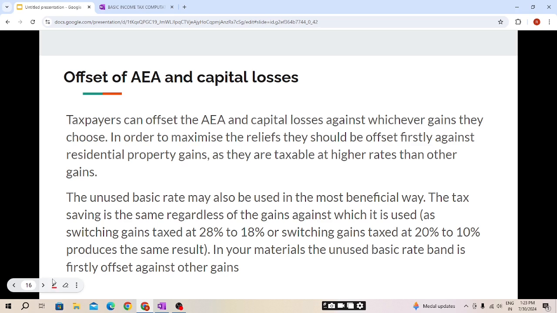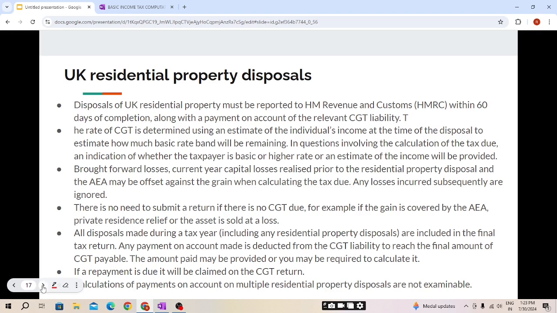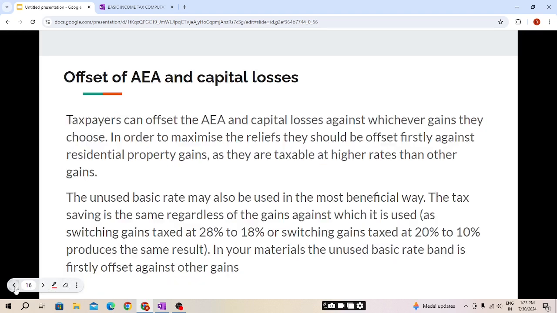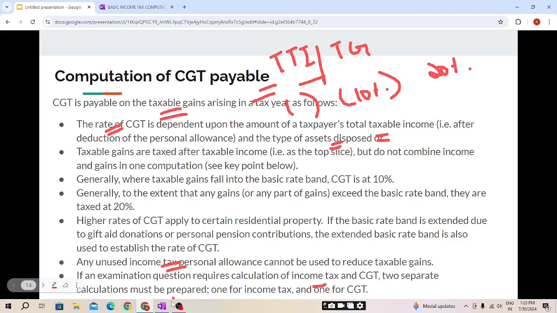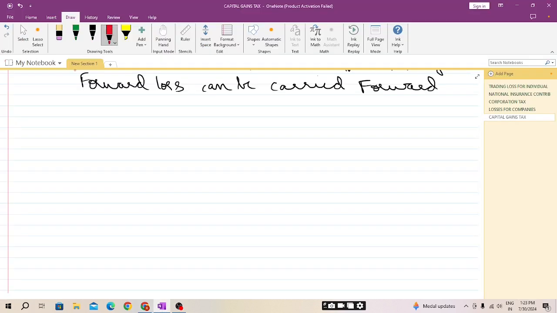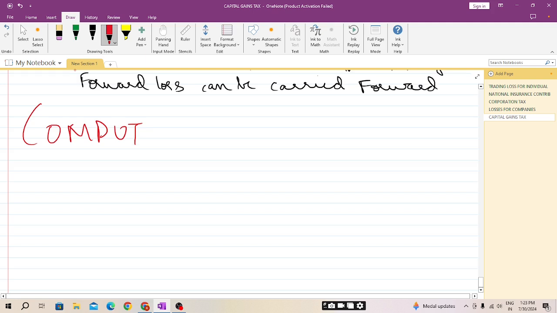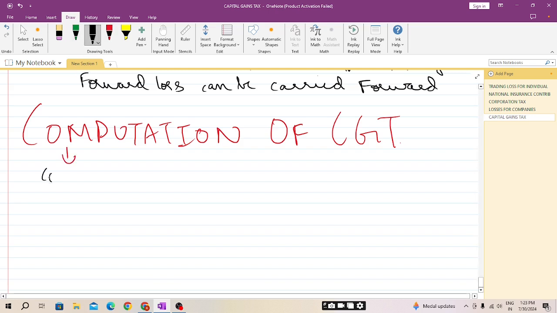Then, moving to the offset of the annual exempt amount in capital gains tax. Before that, students, first we will be making some notes. Now coming to the computation of CGT, capital gains tax. CGT is paid on the taxable gain. I hope this is clear.